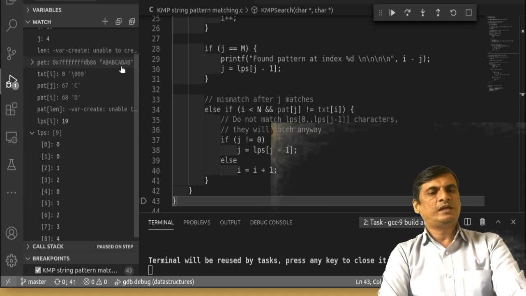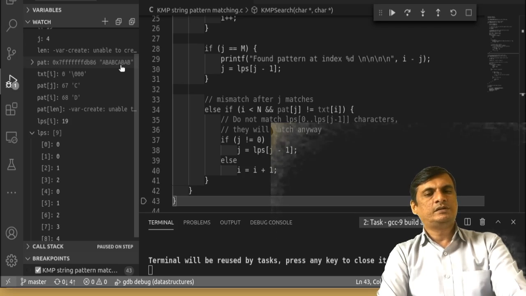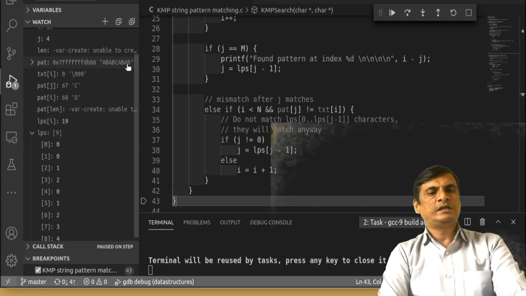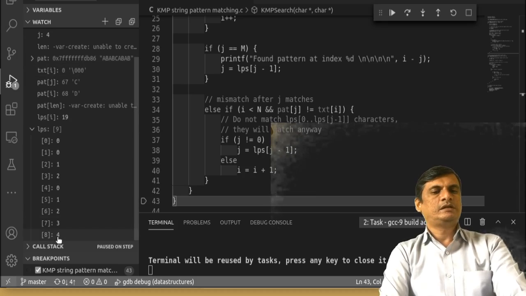When you have AB, from this position to this position, AB is a suffix and as well a prefix AB. The first two letters and these two letters are in common, so you store it as 2. When you consider ABA, which is the prefix and as well ABA is the suffix, you store it as 3. When you have AB as a suffix and AB as prefix, you store the final position as 4.